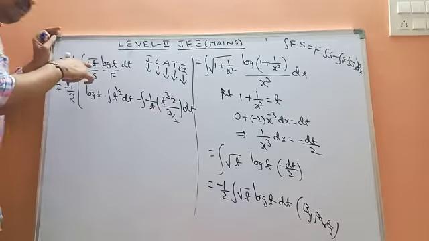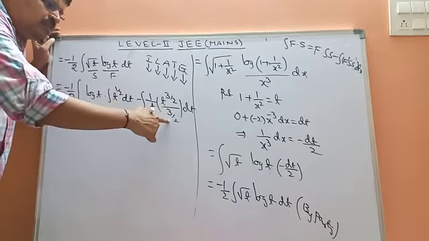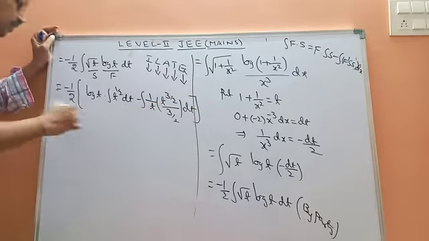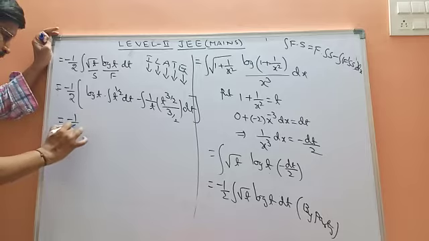So this is root t, t power half. T power half plus 1 by half plus 1, that is 3 by 2. So that is the value. Right. Now look here. The remaining is minus 1 by 2.